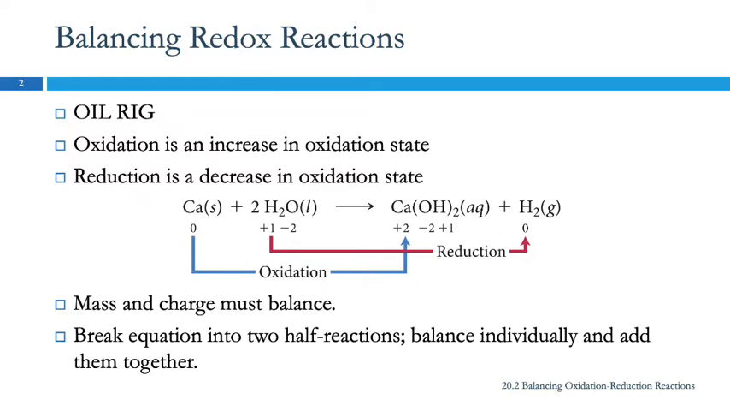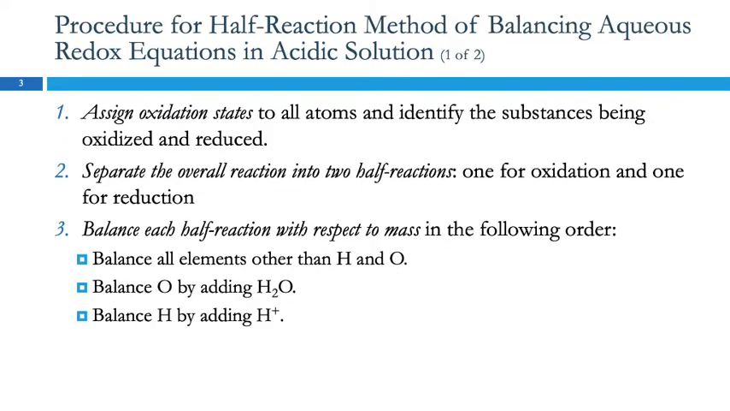So what we do here is we take the equation we're given and we break it into two half reactions. One for the oxidation, one for the reduction. We balance those individually, and then we add them back together. Because we have to make sure that the electrons lost in the oxidation are the same number as the electrons gained in the reduction. Because the electrons are being transferred from one thing to another, we can't be gaining or losing electrons. I guess you could call that conservation of electrons. So this procedure has several steps.